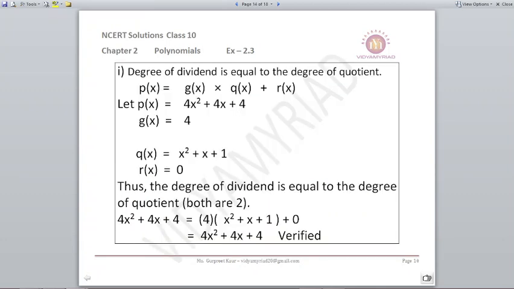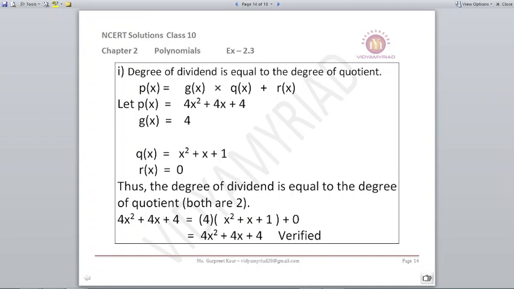In the first case, we need the degree of dividend to be equal to the degree of quotient. So we can assume any dividend. Like I am assuming here 4x square plus 4x plus 4, and I am dividing it by 4, because I want my degree to be x square. So for that I need to divide it by any constant. Only then I will get my quotient as x square plus x plus 1. The highest degree is 2. So in this case the degree of dividend, that is 2, is equal to the degree of the quotient, that is again 2.